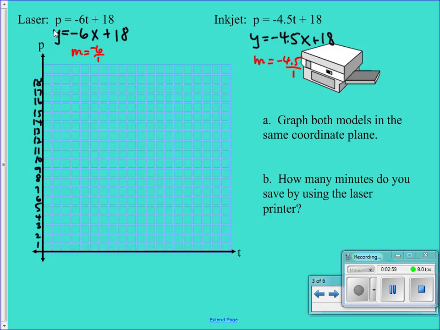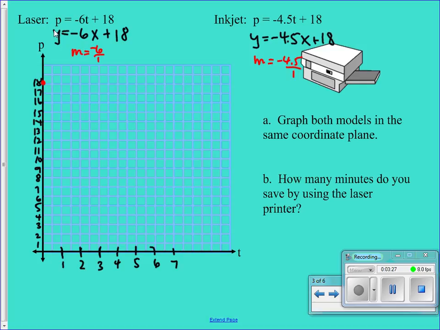Now my y-intercept is at 18, so I plot my point at 18. And now I go my slope. Down 6. Oh no, I don't have an x-axis. Let's kind of space this out a bit since I know that I'm jumping pretty far. I'm going to make that 1 and this 2, 3, 5, 6, 7, and I really think that's as far as we need to go for 18 pages.